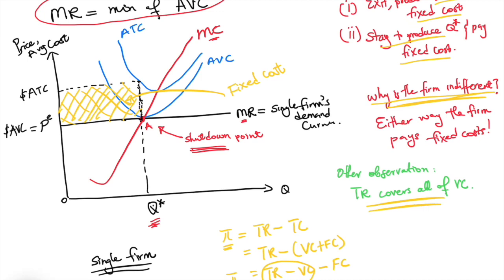So the other observation in here is that the total revenue can cover all of our variable costs, and we are left with fixed costs. So if the firm stays and produces Q star, they will be able to pay all of their workers, but then they can't pay rent. So fixed costs, example, rent on the factory.